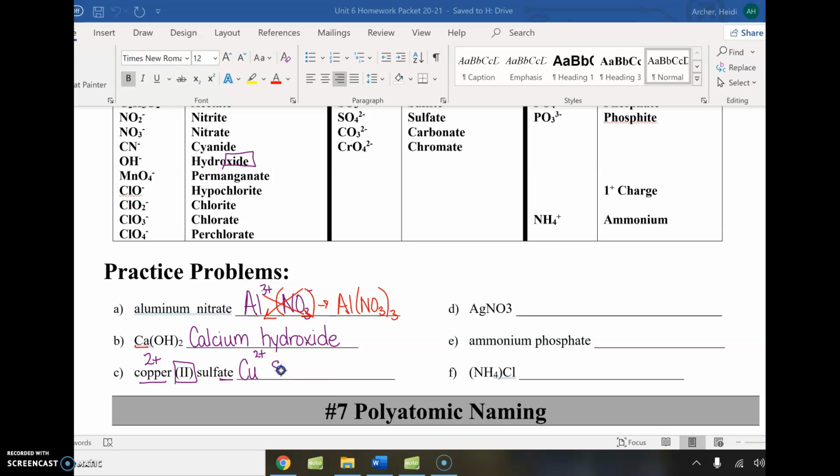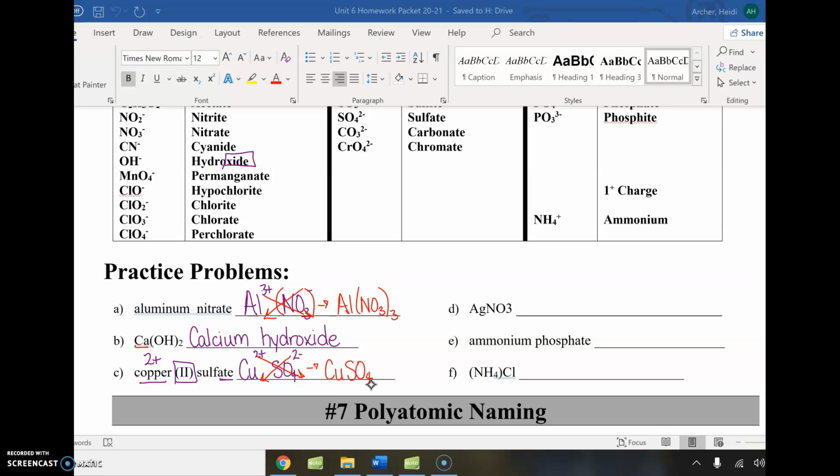And then sulfate on the back of my periodic table is SO4, and my ion chart tells me that it's a 2-. So when I crisscross that, 2 is going to come down on copper, 2 is going to go down on sulfate. But 2 and 2 are going to reduce to 1 and 1. So I'm going to have copper, one of them, and sulfate, one of them. Notice that I did not use parentheses around sulfate here because I don't need more than one of them. I didn't need to add a subscript.